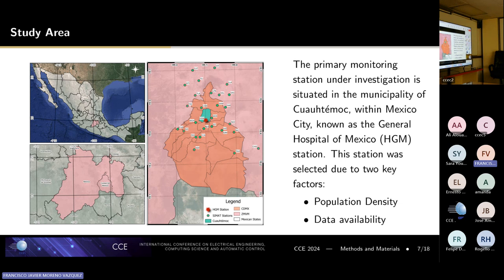And we choose this station for two reasons. First of all, it's one of the most populated municipalities. And second, the data in this station is the most complete among all the stations. So the population and the data availability is quite good for the research.